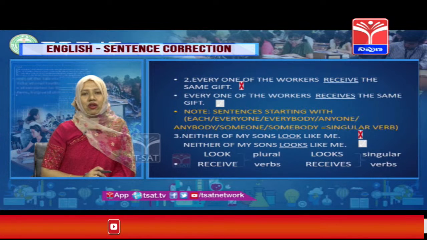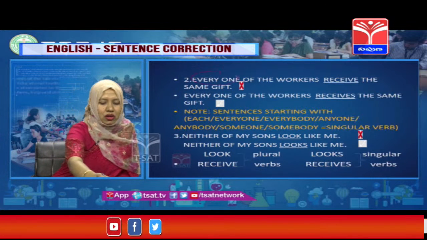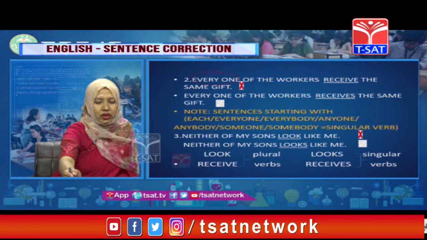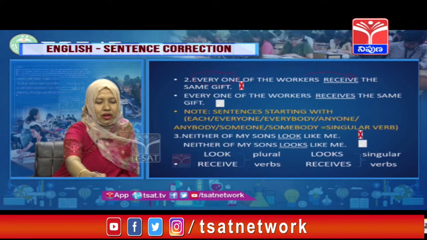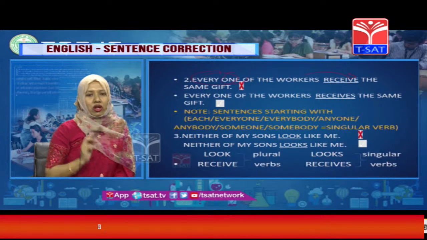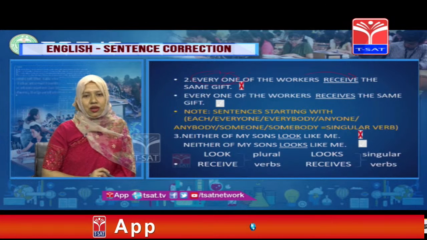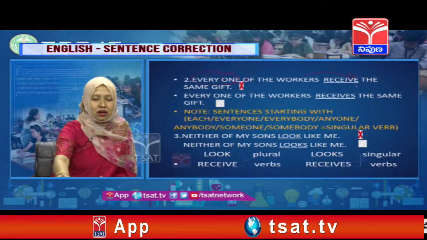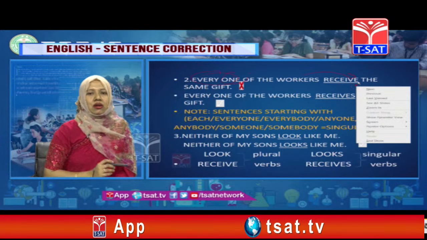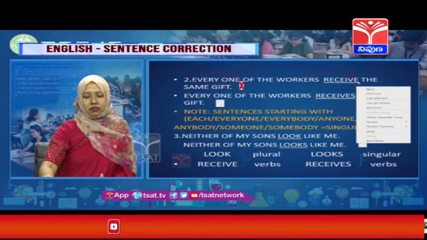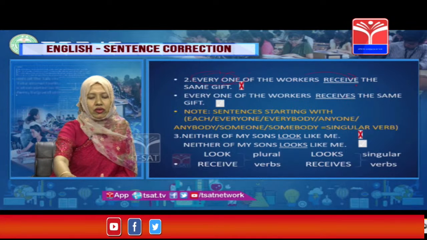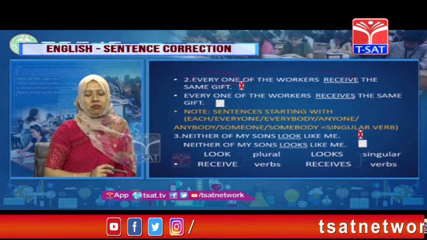Again, every one of the workers, you are talking about every one of the workers. Here again, one, you are talking about one person, a singular subject, and you are using a plural verb here, which is wrong. It should be, every one of the workers receives the same gift.